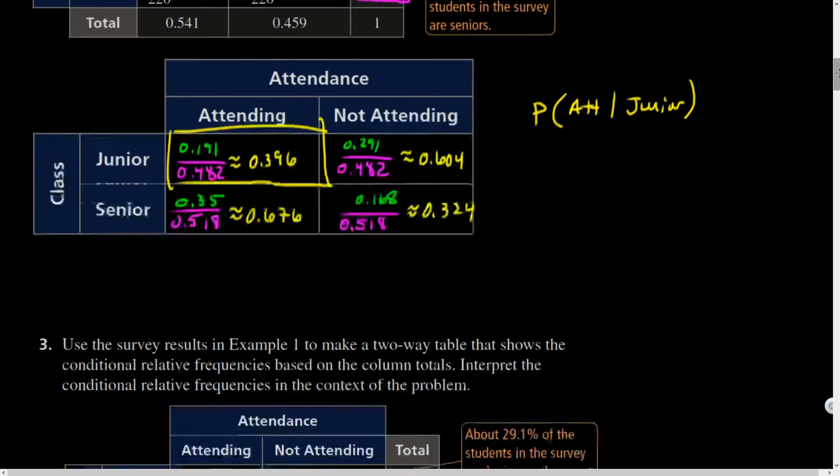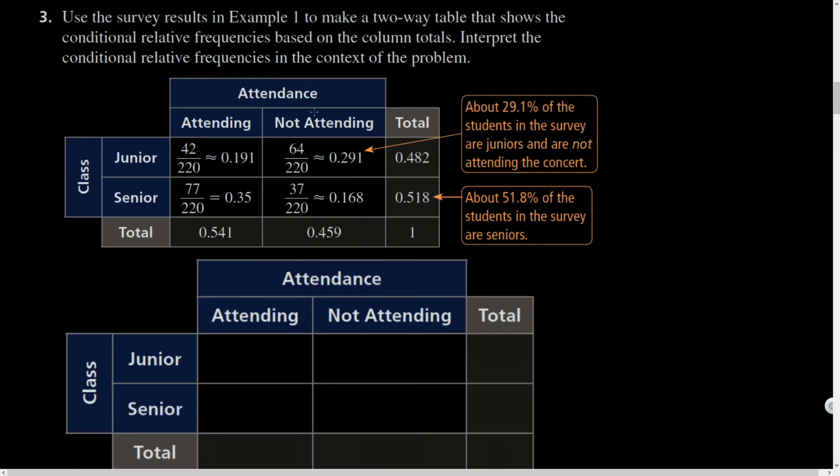All right. Let's see. Is this one worth looking at? This is monitoring progress question 3. Use the results in example 1 to make a two-way table that shows the conditional relative frequencies based on the column totals.